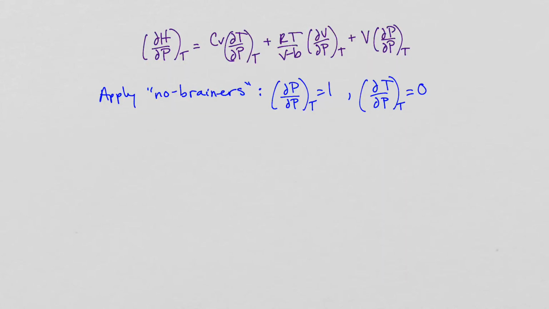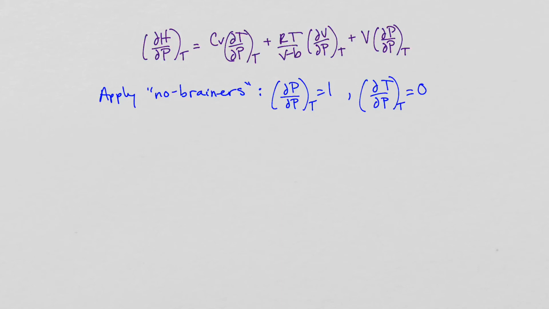Okay, so continuing on here, it looks nasty, but we can simplify things quite a bit by applying what we call no-brainers. If we think through these different terms, we can recognize, hopefully, that the change in pressure with respect to a change in pressure at constant temperature is going to be 1. And also the change in temperature with respect to pressure at constant temperature is going to be 0. These types of relationships you want to look for in these expressions, because that will allow you to simplify things quite a bit.